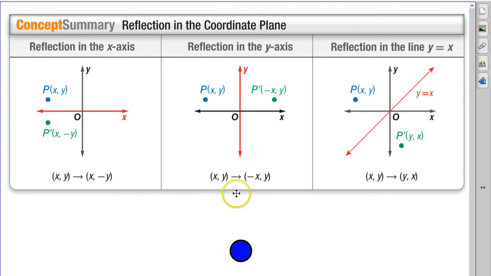Last little summary then here, just to have you fill in one more time, because writing it down once more will probably make you remember a little better. Reflect across the x-axis, just switch the sign of the y value. Reflect across the y-axis, just switch the sign of the x value. And if you're going to reflect across the line y equals x, just swap x and y.